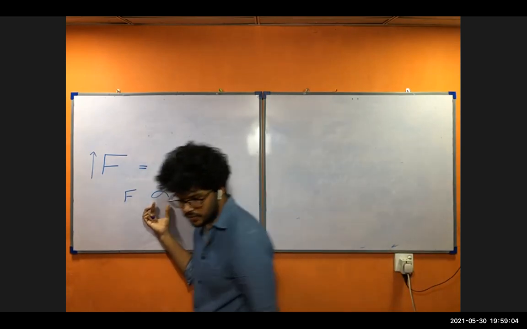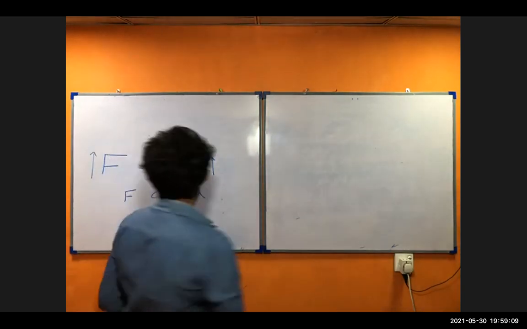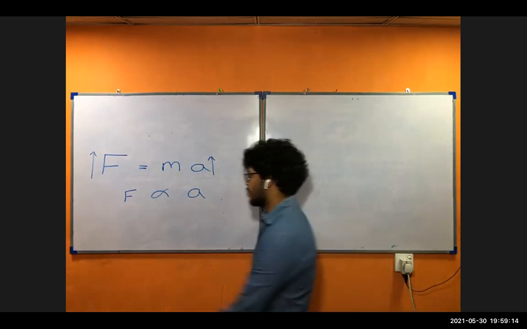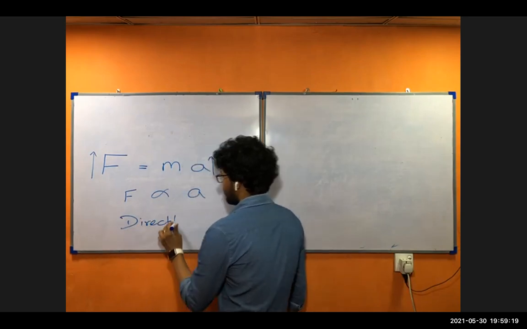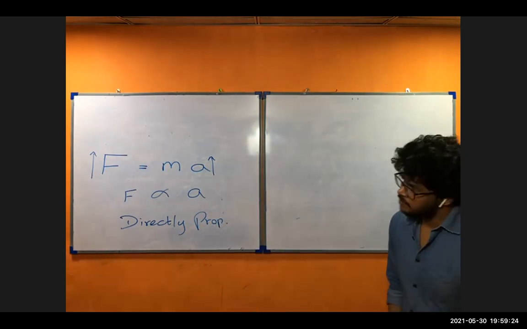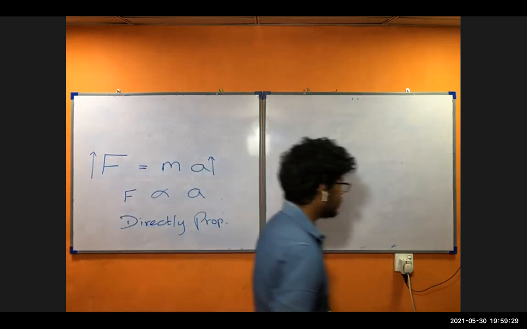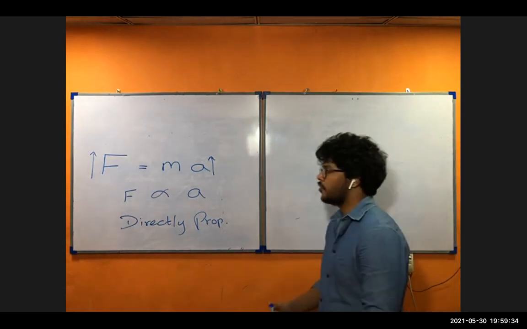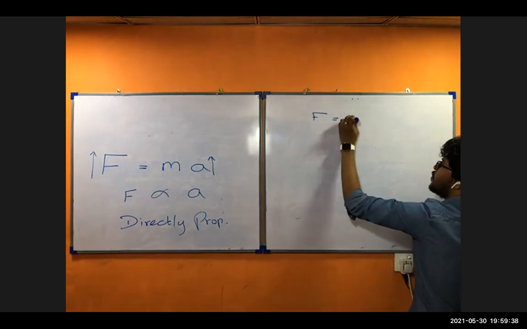This is the symbol we are using. So this is called direct proportionality, directly proportional. Then there's another term. The opposite of this one is called inversely proportional. So we'll take the same example, force and mass, F equal to ma.